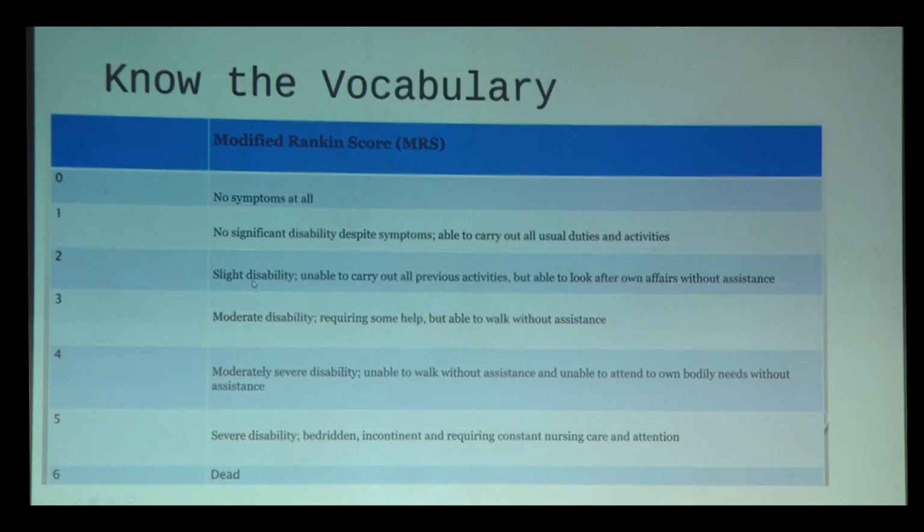Just to know briefly about mRS, because in the further case discussions we will be seeing the patient's baseline mRS and also how the mRS is post procedure.